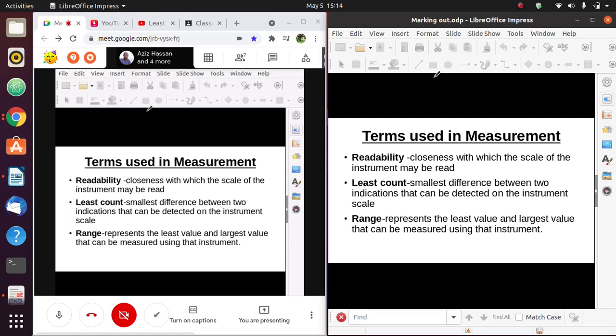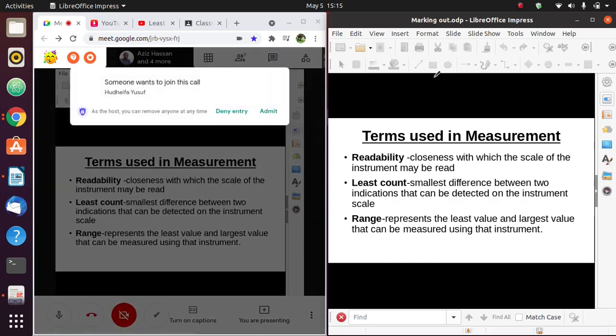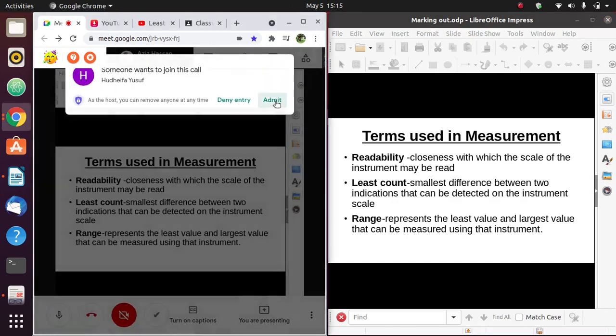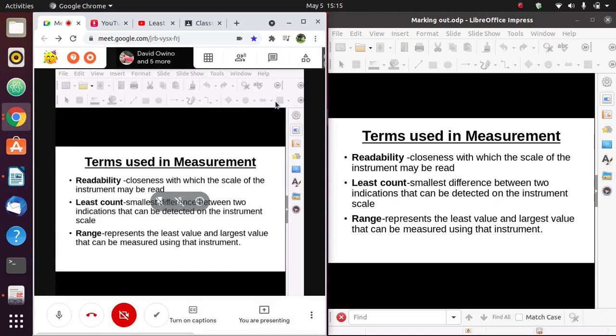But this topic, workshop tools, tutakuwa tunaangalia sana sana the hand tools. Now, before I start on the tools, we are going to look at some of the terms that we encounter while dealing with measuring instruments. They are not only the hand tools. Any measuring system that you will find out there that we use to make measurements, there are some terms that we have to know that we'll encounter.